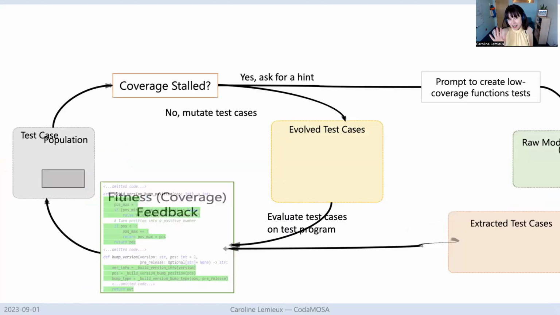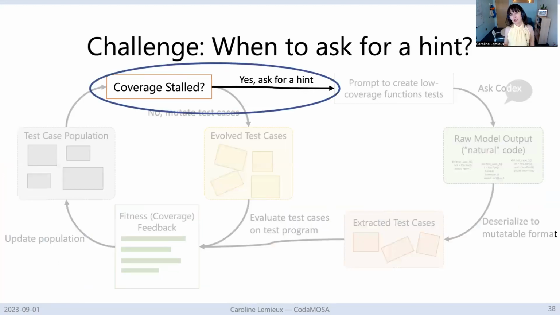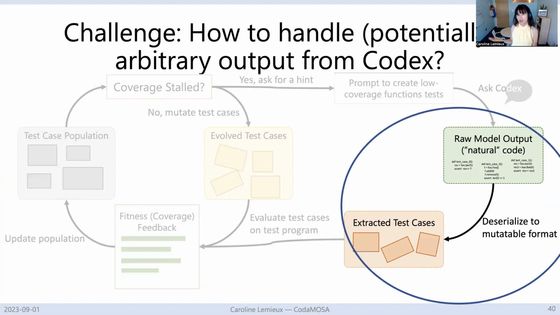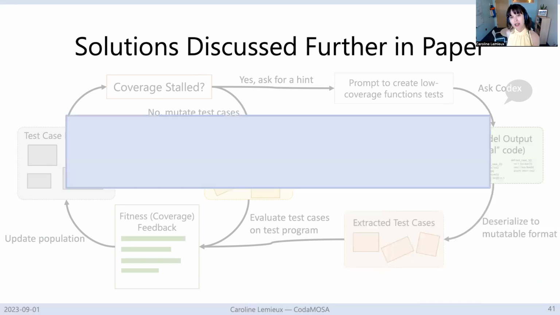So that's the high-level view of CodaMOSA. Hopefully that makes some sense. There are some complexities here, which I have not touched on and will not touch on in this talk, such as when do we ask for a hint, how do we ask for a hint, and how do we handle the potential arbitrary output from Codex. And actually, this last point is where a lot of the engineering challenges came up in this work. Solutions are discussed further in the paper, our ICSE 2023 publication.